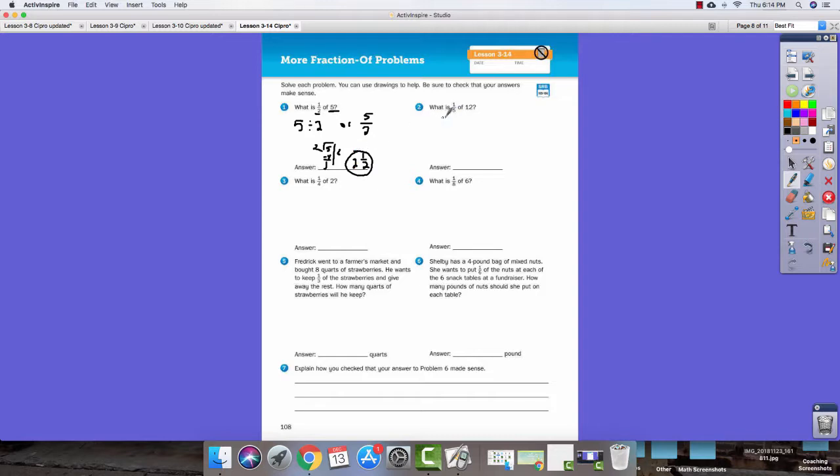Okay, so let's look at number 2. What is 1/5 of 12? Well, again, 1/5 of 12 means I'm going to put my 12 into 5 equal groups. So I'm going to do 12 divided by 5, okay? Or that's the same as 12 fifths. Because remember my dividend becomes my numerator and my divisor is always my denominator.